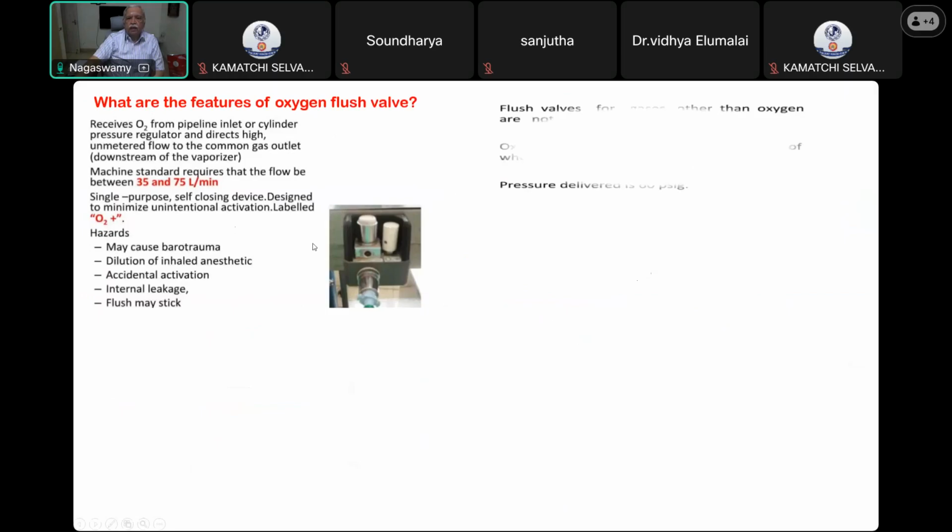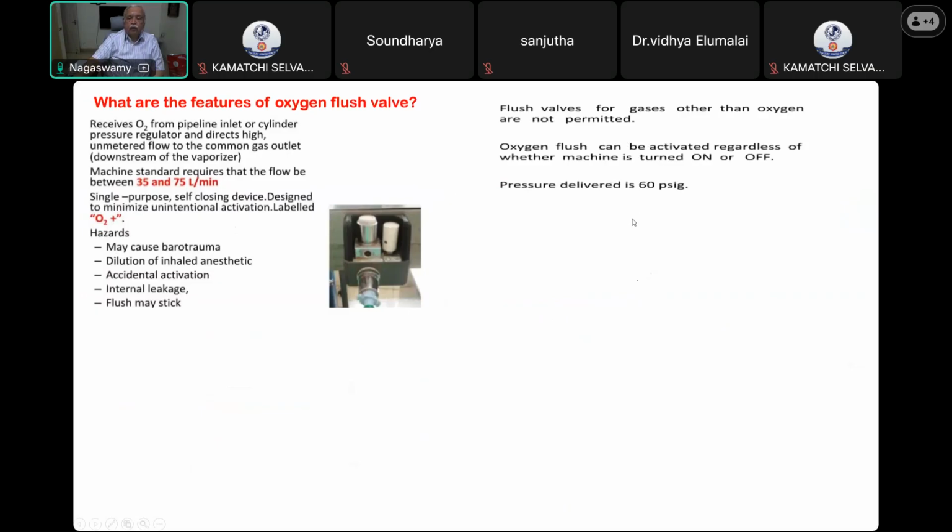Flush valves for gases other than oxygen are not permitted in an anesthesia machine. It can be activated without the machine being turned on; it is not necessary that it should be turned on. It can work even without the machine being on, and the pressure delivered is 60 psi. So that is the high pressure that is coming.